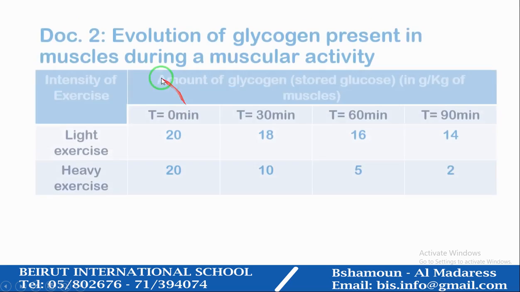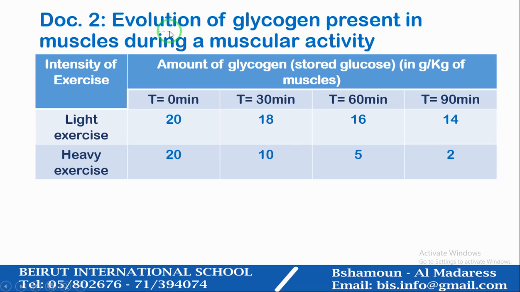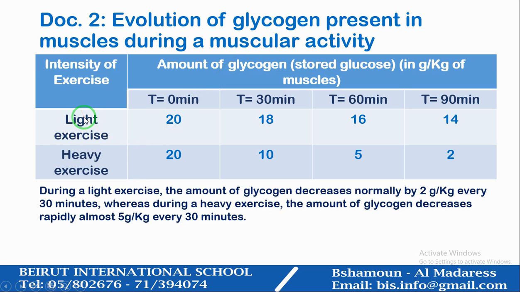Now, document 2 shows the evolution of glycogen present in muscles during a muscular activity. We have to take into consideration that glycogen is the stored glucose in our muscles. So, if you look at the table, you can see that during a light exercise, the amount of glycogen decreases normally by 2 grams per kilogram every 30 minutes.